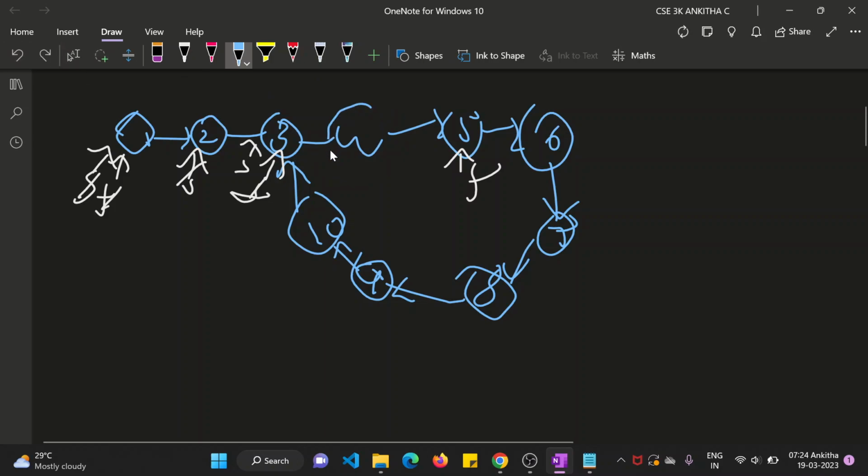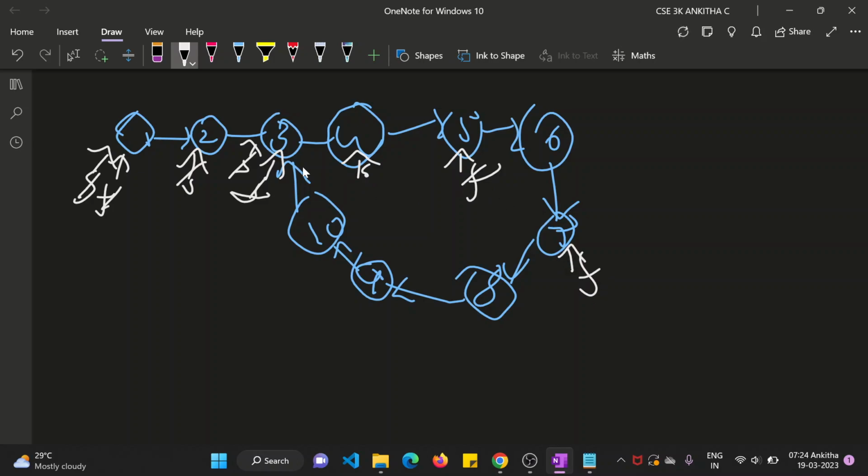Okay, fine. Second round done. Slow and fast are not equal. Again you perform slow equal to slow dot next, then again fast equal to fast dot next. They are not equal. So again you perform slow equal to slow dot next, and fast equal to fast dot next. Again they are not equal. Again you perform slow equal to slow dot next, and faster equal to fast dot next. So it will point here. Again you perform slow equal to slow dot next because they are not equal, and faster equal to faster dot next. So faster will point here.